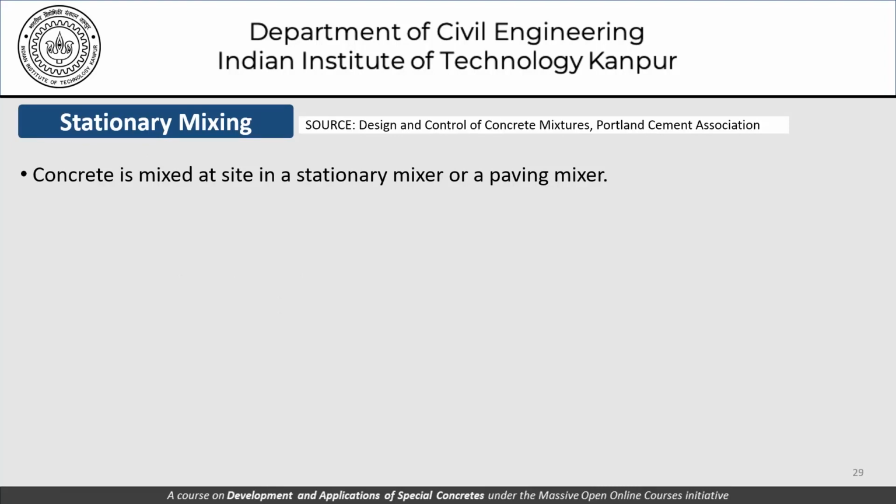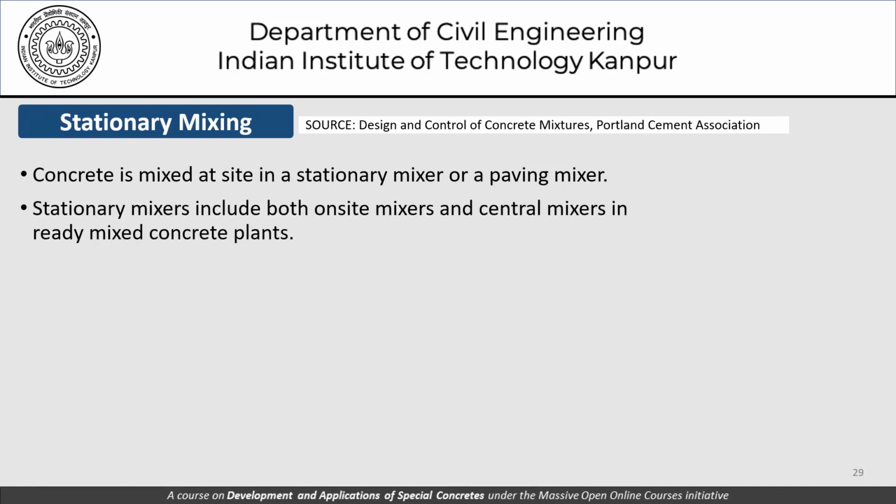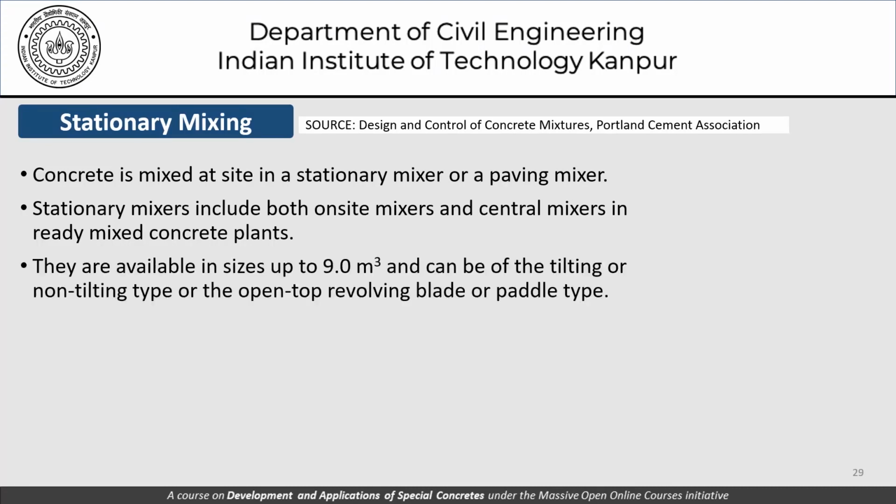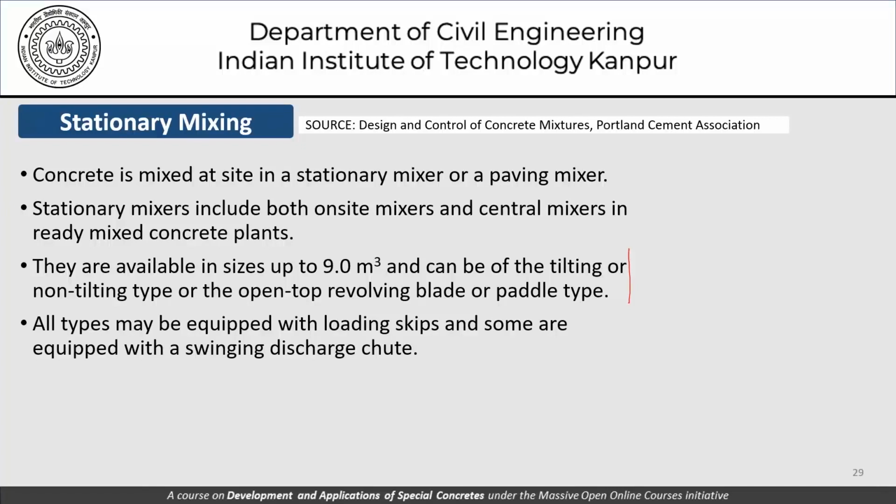Now let me introduce to you the concept of stationary mixing. In this case, concrete is mixed at site in a stationary mixer or a paving mixer. The stationary mixers include both on-site mixers and central mixers in the ready-mix concrete plants. They are available in sizes up to 9 cubic meters and can be of the tilting or non-tilting type or the open top revolving blade or paddle type. The best way to learn about these different types of mixers would be to actually visit some of the batching plants or try to watch some of the movies relating to these construction equipments. All types of these mixers may be equipped with loading skips and some are equipped with a swinging discharge chute.